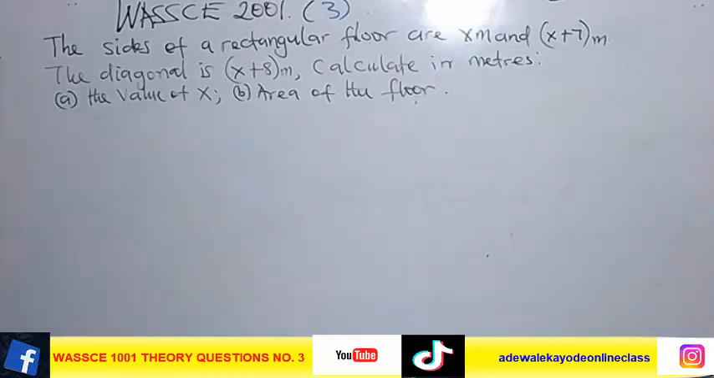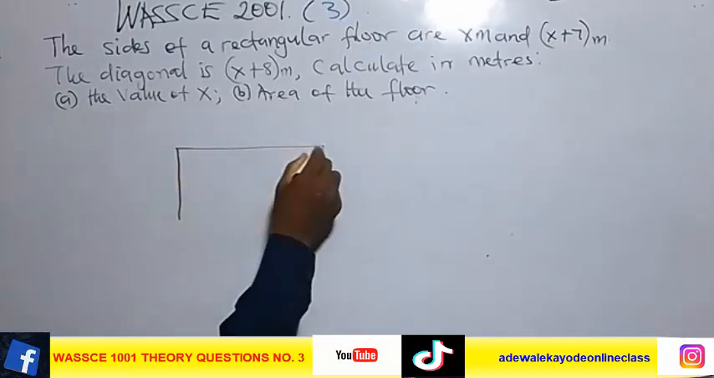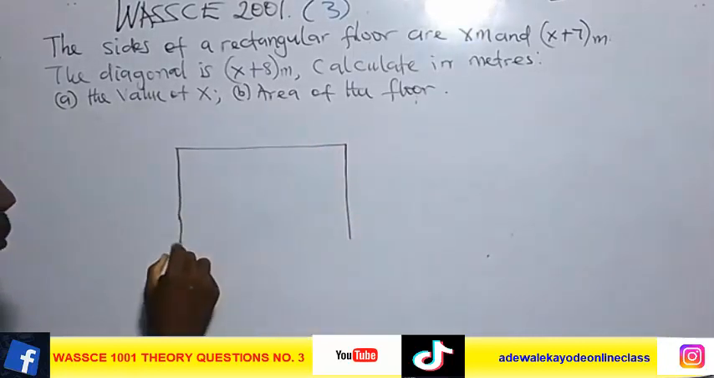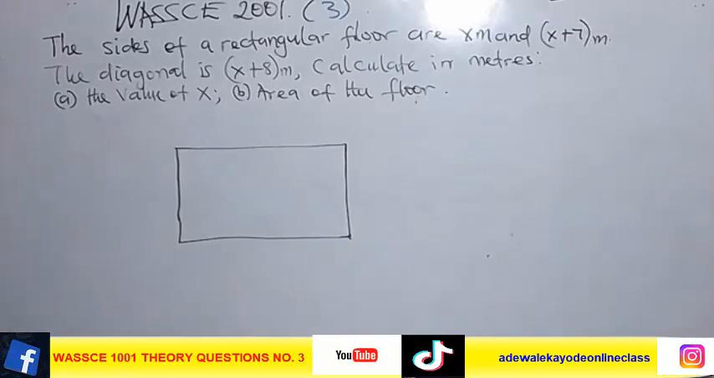This is a question of mensuration, and when you look at this, they are talking about a rectangular floor. So the very first thing you need to do is to bring out the rectangular shape. Don't forget, in the exam you need to make use of your mathematical materials like your ruler to do this. So this is a rectangular floor, and they said x meters and x plus 7 meters.